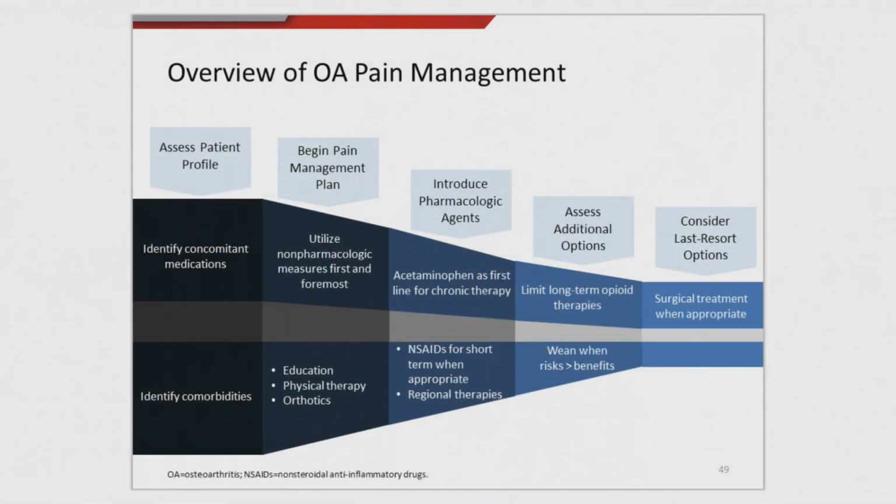So let's bring together everything we've talked about today. If you look at an overview of OA pain management, you begin by assessing the patient profile. This includes identifying concomitant medications and comorbidities. Also keep in mind that pain management is not just pharmacological therapy, but physical therapy, identifying localized treatments, and non-pharmacological therapies. When you introduce pharmacological agents, acetaminophen should be strongly considered as first-line therapy for osteoarthritis.